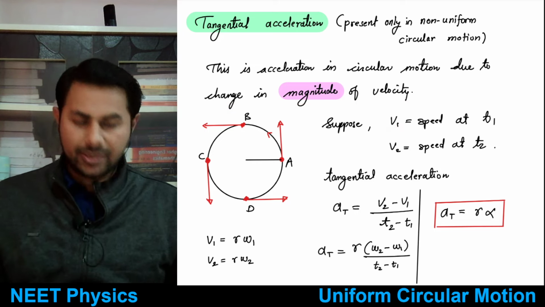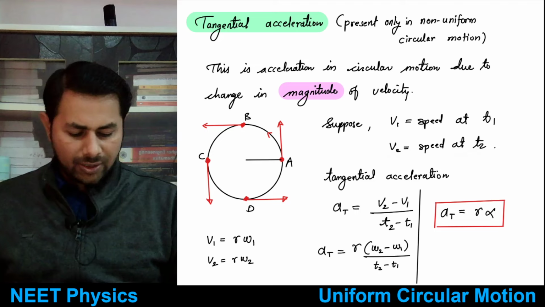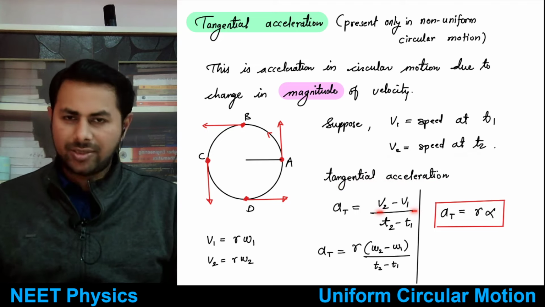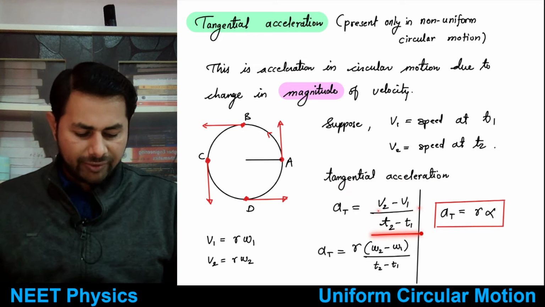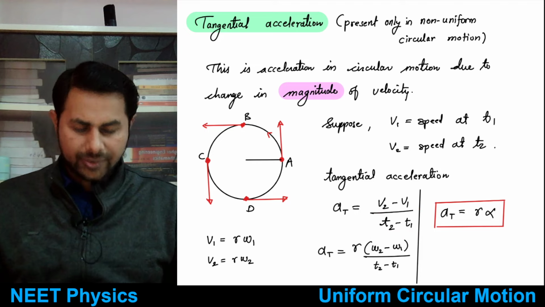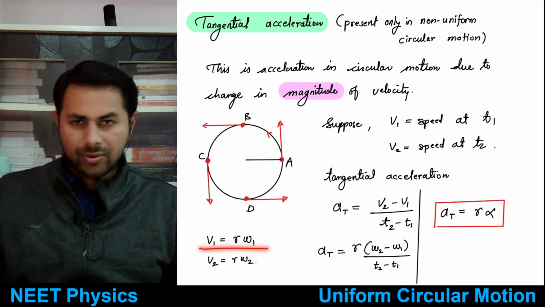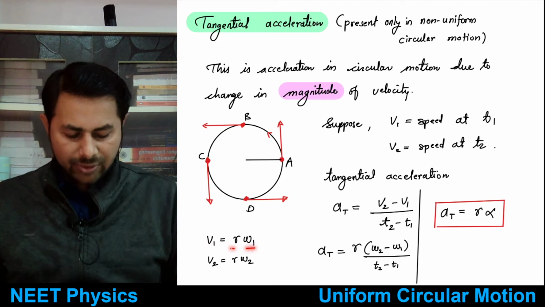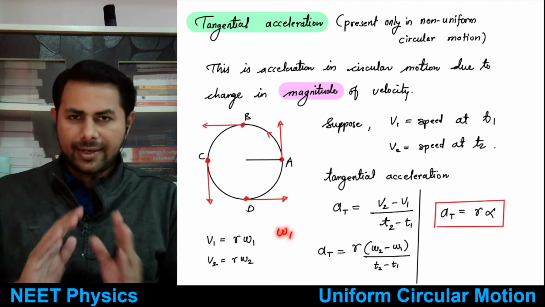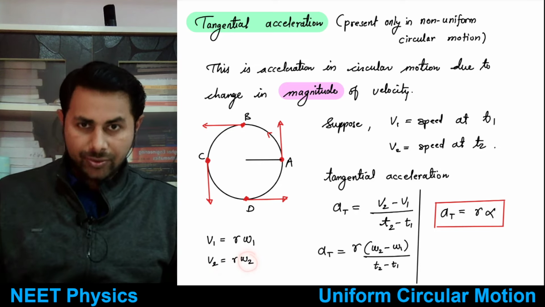Simply the way we find acceleration: suppose v1 is the speed at time t1 and v2 is the speed at time t2, then what is tangential acceleration? It is just v2 minus v1, the change in speed, divided by the change in time, so v2 minus v1 divided by t2 minus t1, right? And we just saw that v can be written as r times omega. So v1 is equal to r times omega 1, angular speed at time t1, and v2 is equal to r times omega 2, angular speed at time t2.